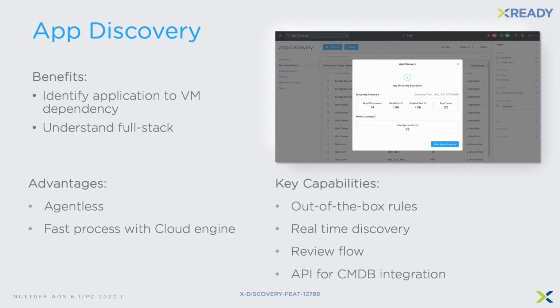App Discovery has been available for some time now, but just on ESXi clusters as part of the Prism Pro licensing. The benefit is it will automatically, out of the box, have rules to discover common applications. And it's doing this by listening to network traffic and identifying the ports that they're talking over. It's all agentless and works with our cloud engine. So it's pretty simple to get moving.